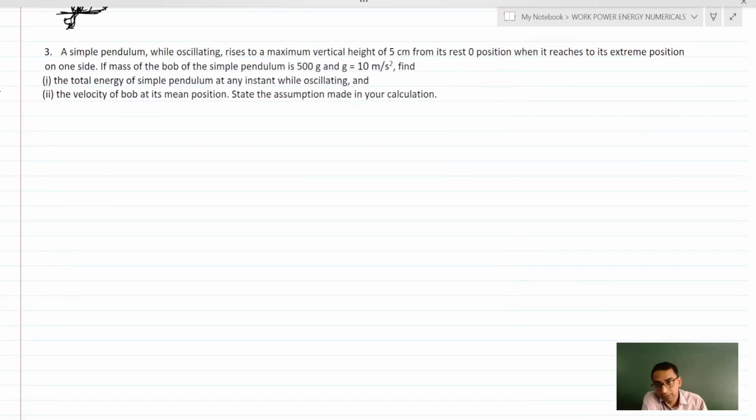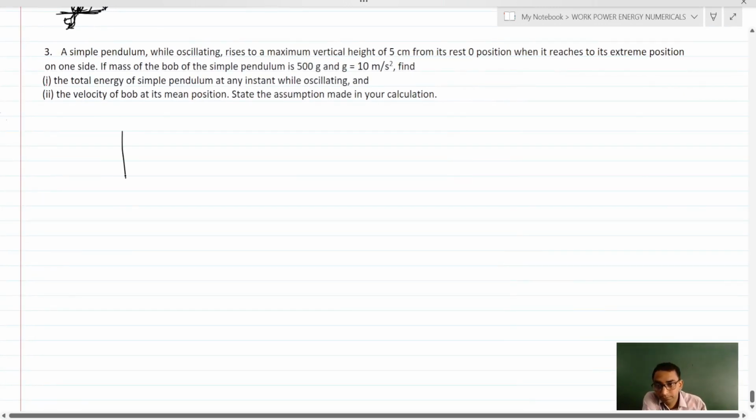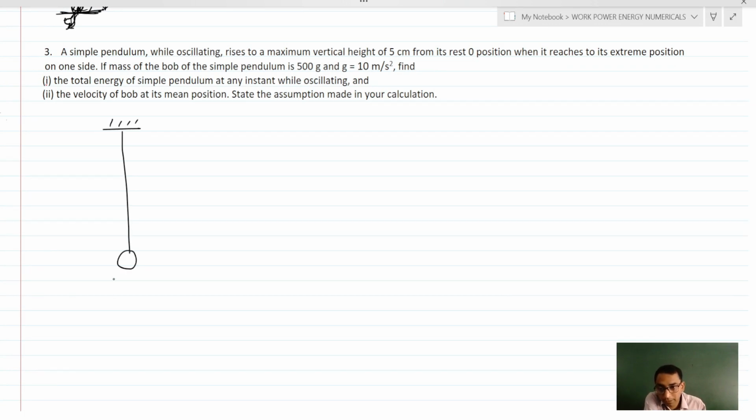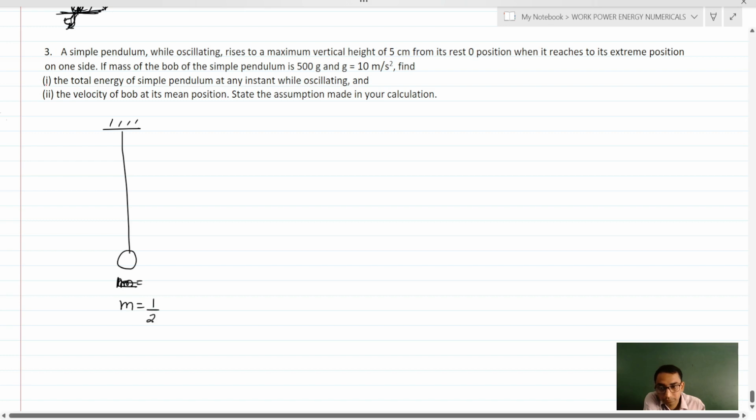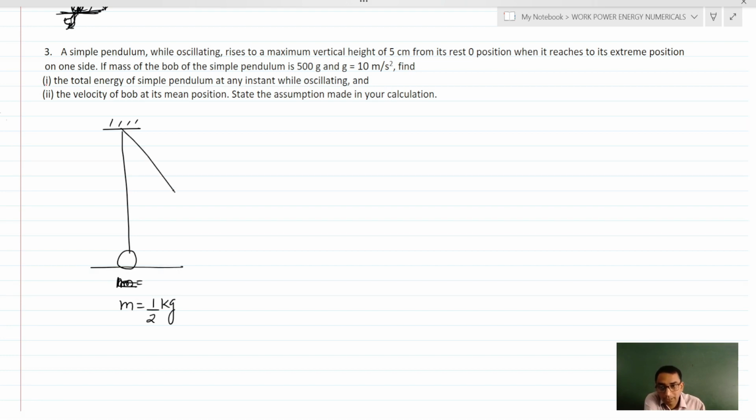Last problem. The simple pendulum has a mass of 500 grams. So basically mass is half a kilogram. Now it reaches a height of 5 centimeters above the ground at its maximum position. So height above the ground is 5 centimeters. g we are going to take as 10.